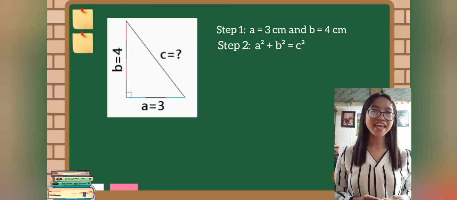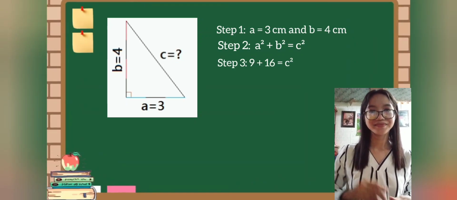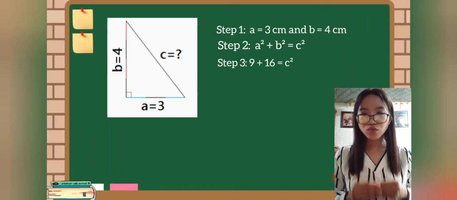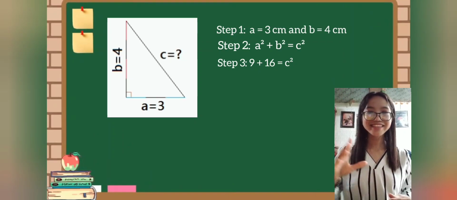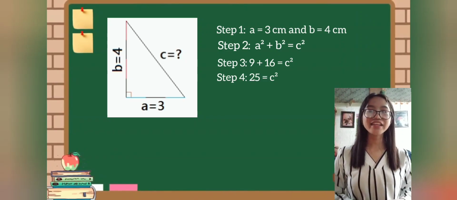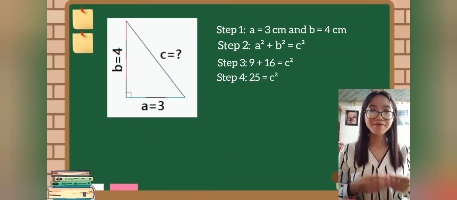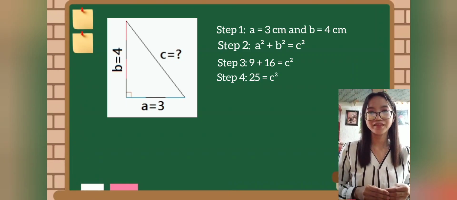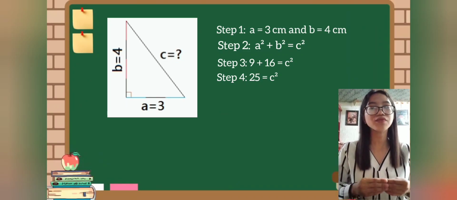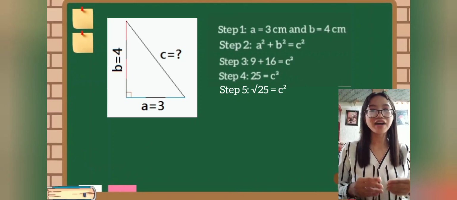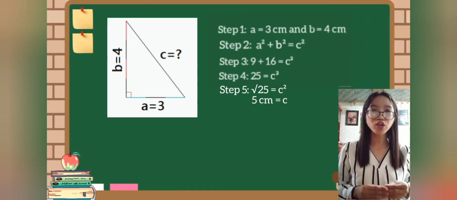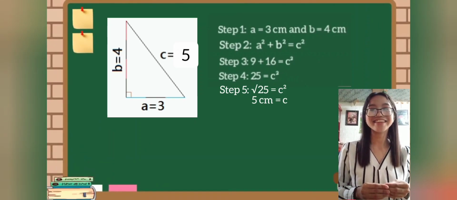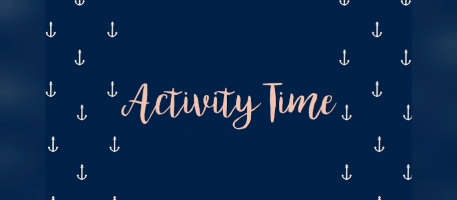Correct! 9 and 16. Step 4. Now, what do we get when we add those up? Yes, Hannah? Yes, we get 25. Step 5. Finally, how do we find the c or the hypotenuse? Yes, let's take the square root of 25, which results to 5 centimeters. So the hypotenuse of this triangle is 5 centimeters. Easy, right?